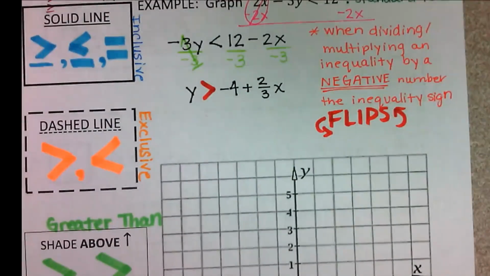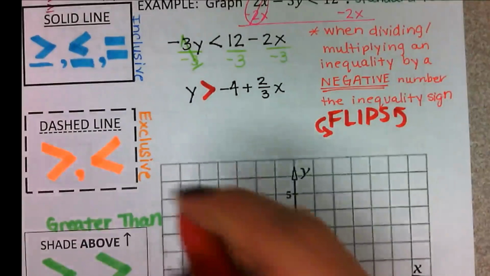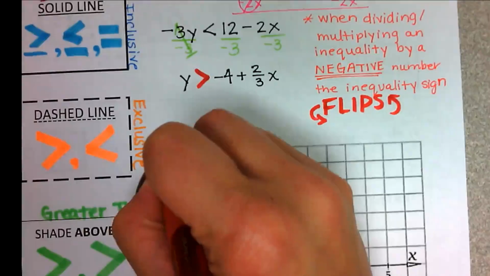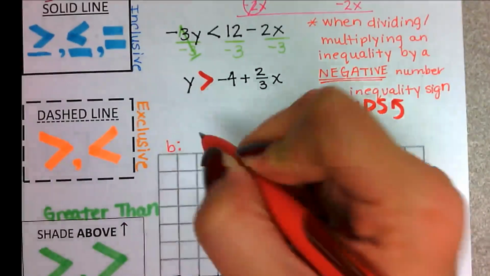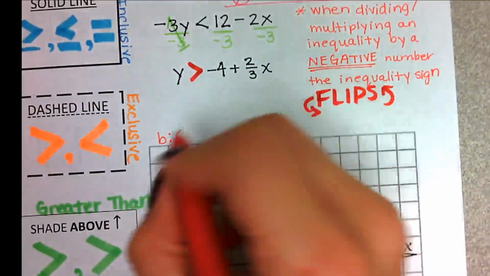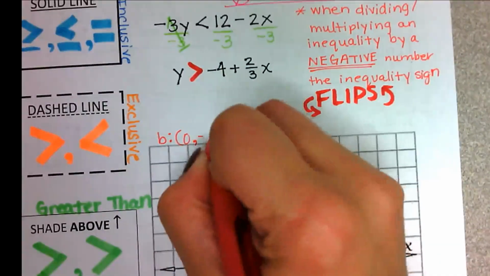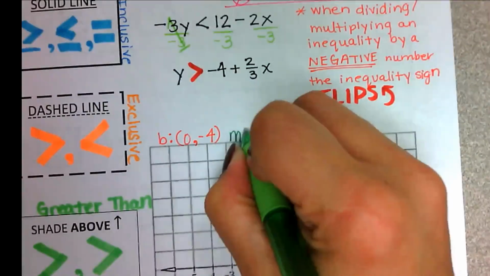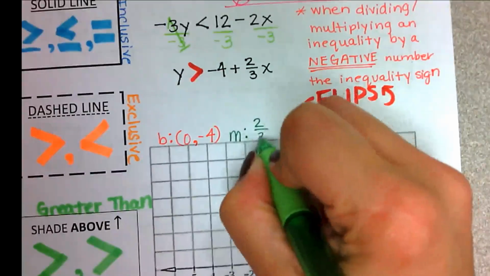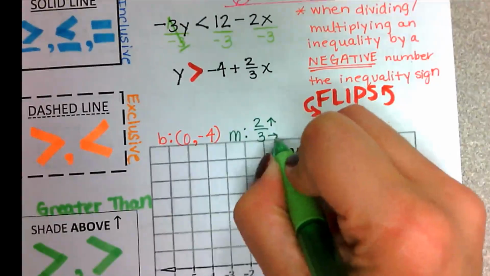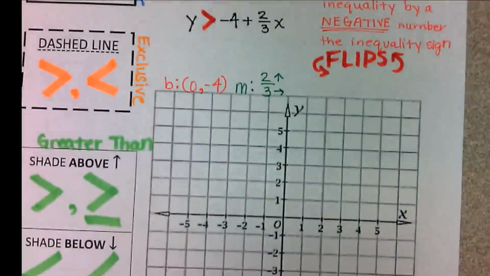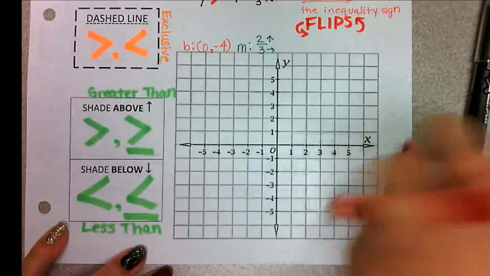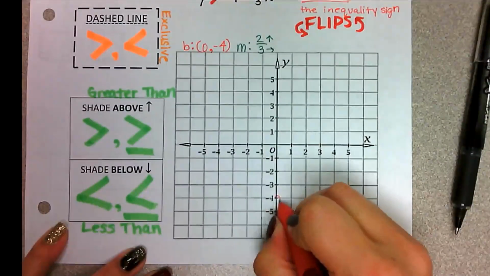I'm a little lazy, so I'm just going to go ahead and label over here. I should put that in a different color. I have my y-intercept, which would be the coordinate (0, -4). And I also have my slope, m, which would be 2 over 3. That's a +2 and a +3. So graphing this should be fairly easy. 0, -3.